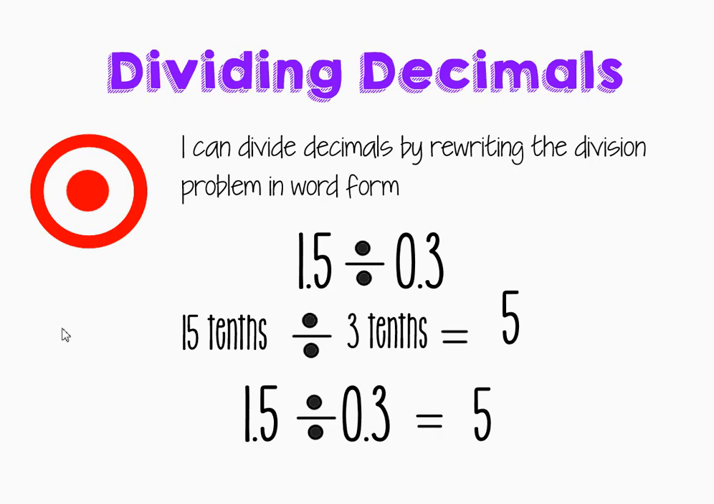So in conclusion, today we learned how to divide decimals by rewriting our problem using words. In this example, we have 1 and 5 tenths, 1 whole and 5 tenths, which is equal to 15 tenths, divided by 3 tenths, written in words, 3 tenths. 15 divided by 3 is 5. A tenth divided by a tenth cancels out, so we have 5 wholes. 1 and 5 tenths divided by 3 tenths is equal to 5.